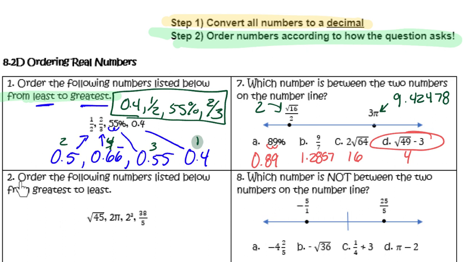So looking at number 2, order the following numbers listed below from greatest to least. So again, pay attention to what they're asking, greatest to least. So biggest number to smallest number.